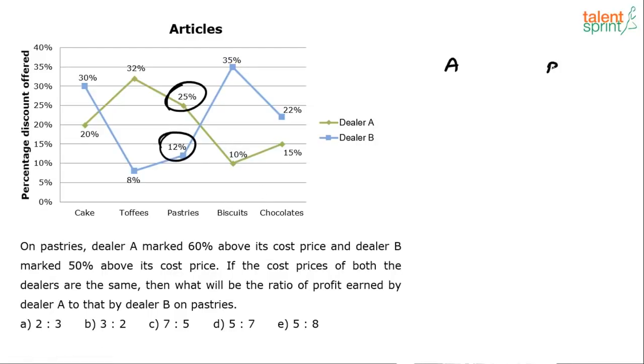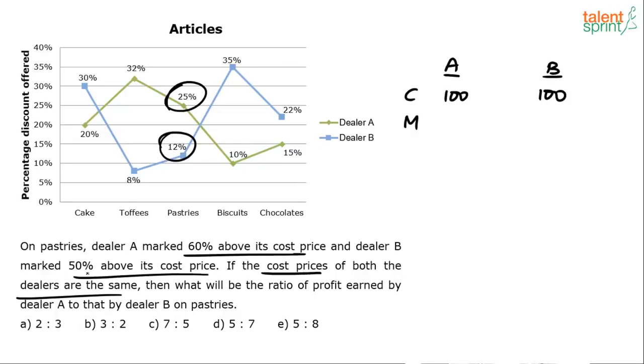So A versus B, let's do the calculation, right? Cost price, 100, 100. He has mentioned here that cost prices of both the dealers are the same. Now, mark price. What is the mark price? Dealer A marked 60% above its cost price. Dealer B marked 50% above its cost price. So for dealer A, it is going to be 160. For dealer B, it's going to be 150.